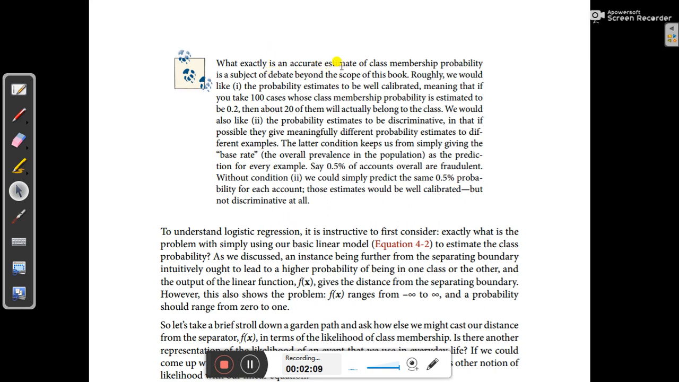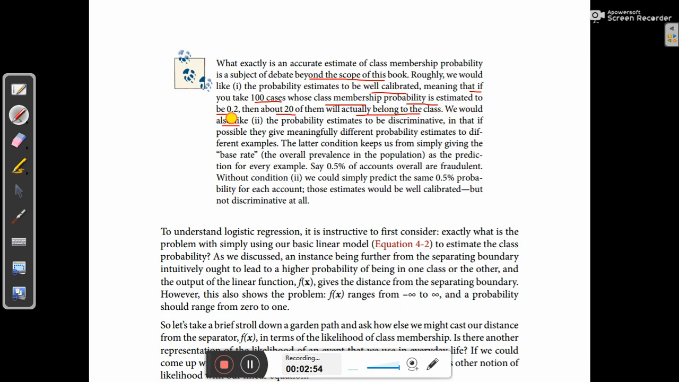What exactly is an accurate estimate of class membership probability is a subject of debate beyond the scope of this book. Roughly, we would like probability estimates to be well calibrated, meaning that if you take 100 cases whose class membership probability is estimated to be 0.2, then about 20 of them will actually belong to that class.